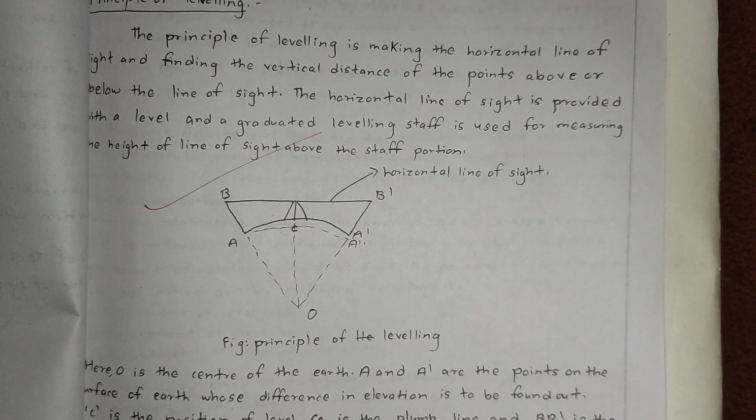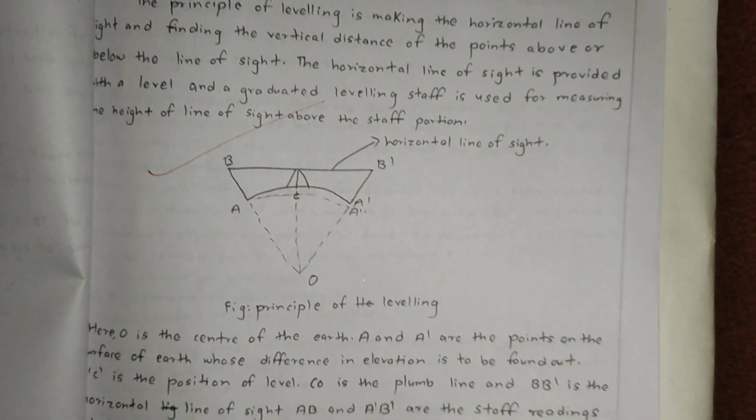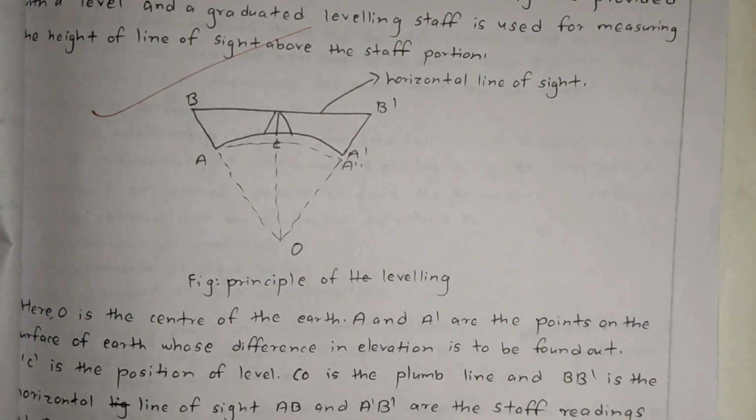The horizontal line of sight is provided with a level, and a graduated leveling staff is used for measuring the height of the line of sight above the staff portion. So here is a figure of the principle of leveling.